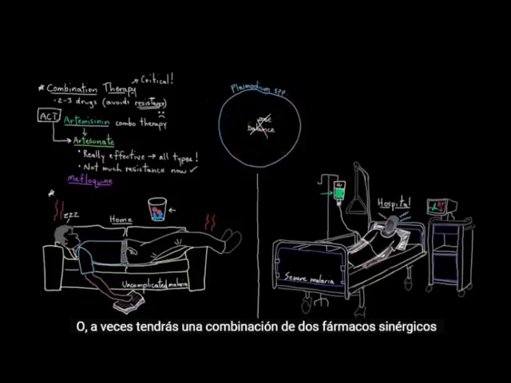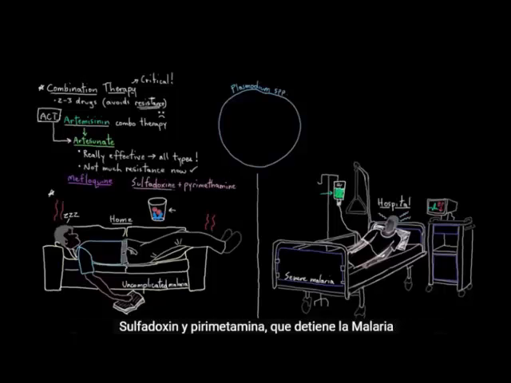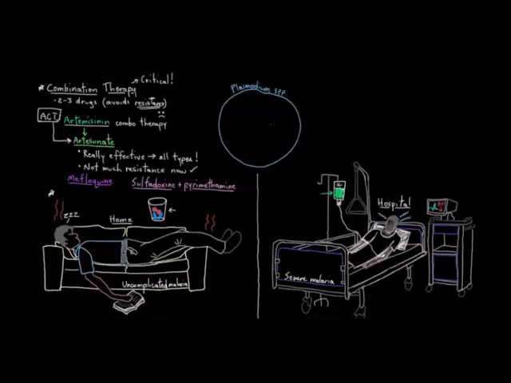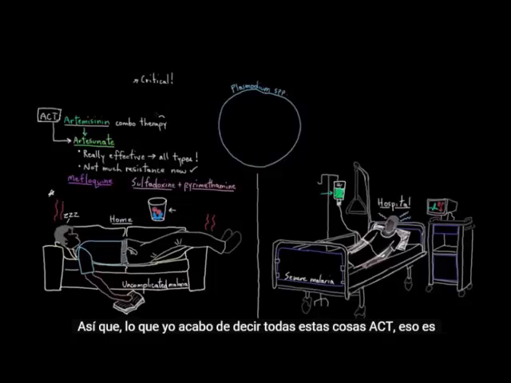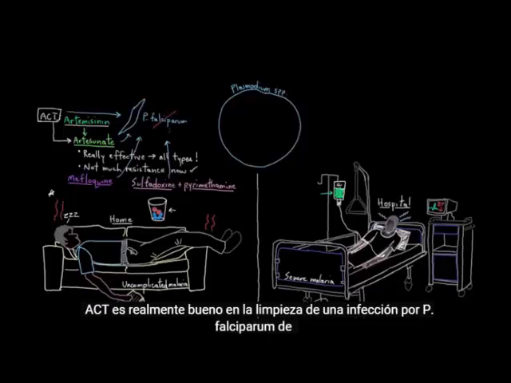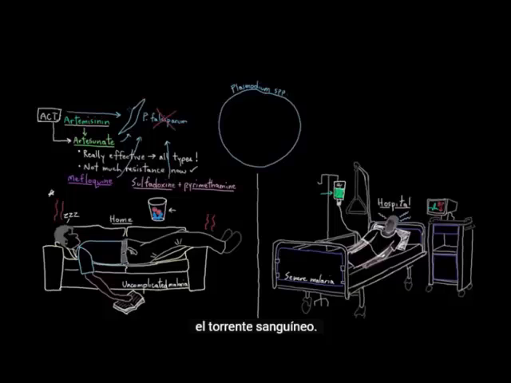Or sometimes you'll get a combo of 2 synergistic drugs, sulfadoxine and pyrimethamine, which stops the malaria from being able to replicate its DNA properly, which means it just can't really reproduce very well in our bodies. These are just examples. There's other possibilities as well, though. So what I just told you, all this ACT stuff, that's the standard treatment of uncomplicated malaria caused specifically by Plasmodium falciparum. ACT is really good at clearing a falciparum infection from the bloodstream.